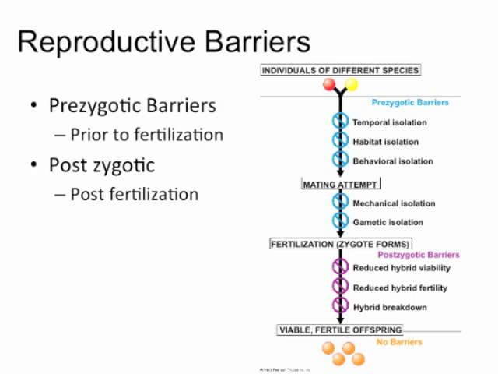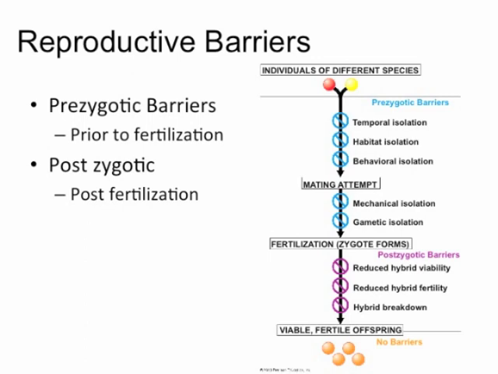Or there might be gametic isolation, where the sperm and the egg are not compatible and do not cause fertilization. So post-zygotic barriers are post-fertilization. After sperm does meet egg in these species, they might have things like reduced hybrid viability. So they could have offspring, but their offspring don't survive.